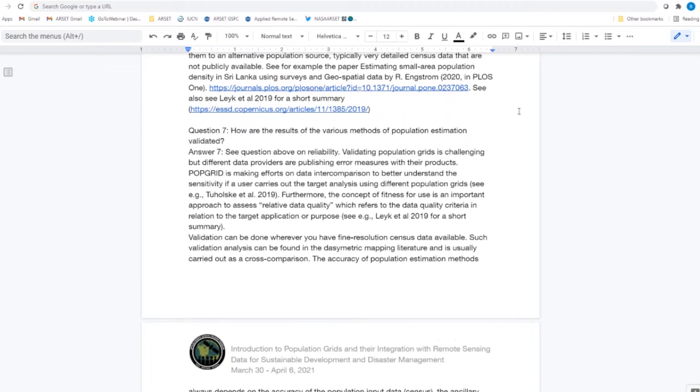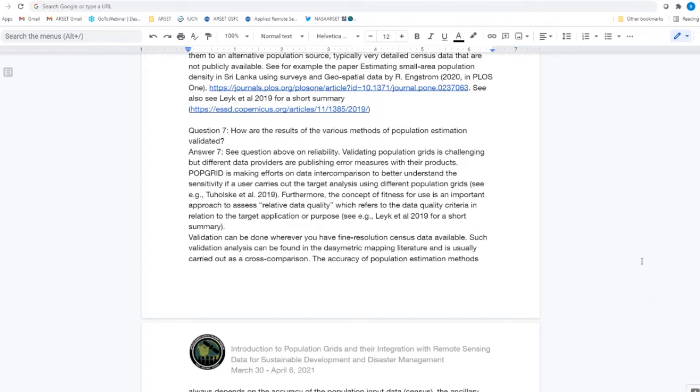I can maybe just very quickly, because it's such an important topic, and I'm really glad to see these questions about validation, about reliability. It shows us that everybody's thinking about these criteria right away when they think about the target application. So thank you for this attention. Validation of these grids obviously is a big challenge and is one of the central working parts of many members of POPGRID. How can we better evaluate the quality of these grids?